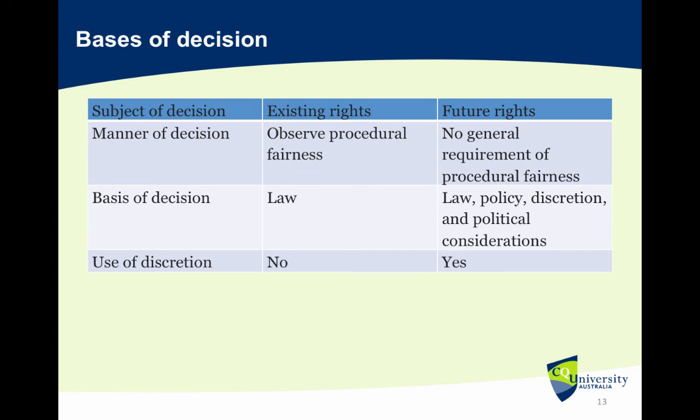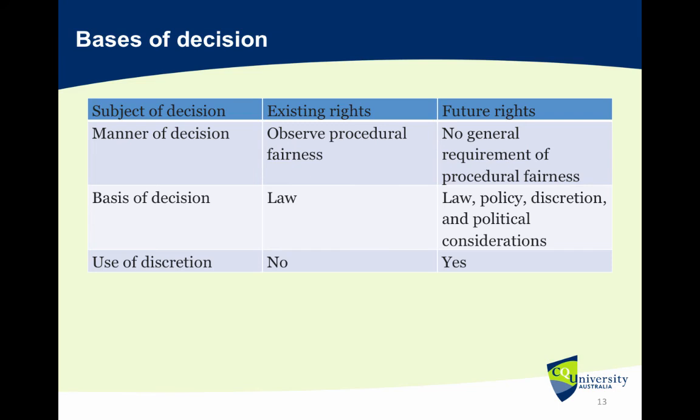In terms of the basis of the decision, the decision of Chapter 3 courts is always based on the law. So it always makes a decision according to legality or what the law provides. On the other hand, the basis of decisions of non-Chapter 3 courts would be broader because it can be based on law, on policy, discretion, and even political considerations.